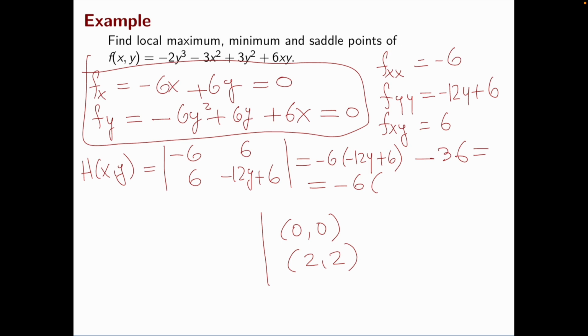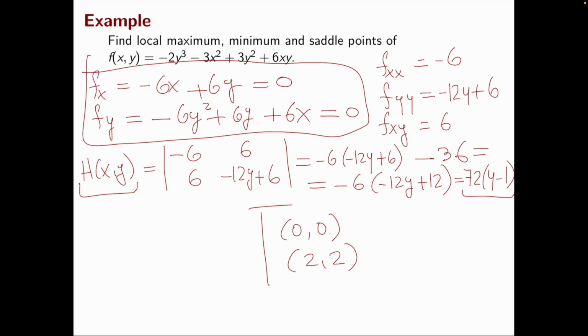We take minus 6 as a common factor, and we get here minus 12y plus 6 plus 6, let's say plus 12. So taking 12 also as a common factor, we get here 72 times y minus 1. Okay, so this is the value of the Hessian. For any value x, y, the Hessian is equal to 72 times y minus 1.